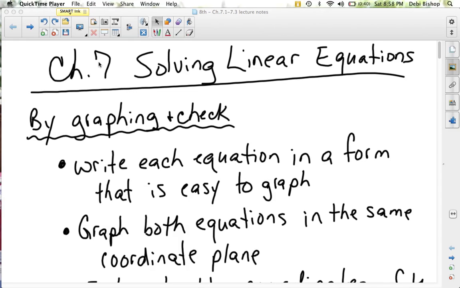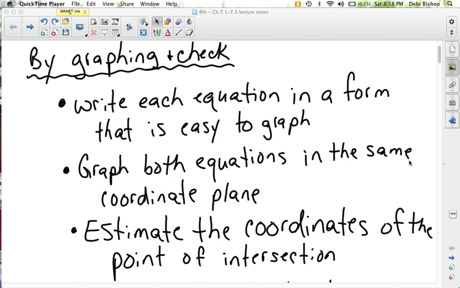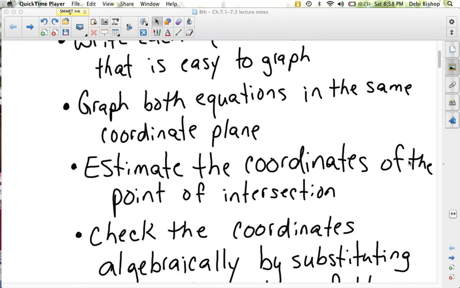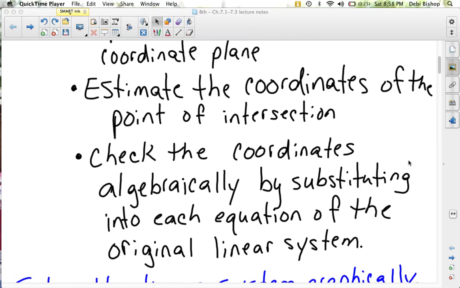We'll be going over pretty much 3 different ways of solving linear equations that have 2 variables in there. So, the first technique that you can use is by graphing and checking. The rules for graphing and checking: first you write each equation in a form that is easiest to graph. Usually this is in our slope-intercept form of y equals mx plus b. You would then graph both equations in the same coordinate plane and then estimate the coordinate of the point of intersection. Then you check the coordinates algebraically by substituting into each equation of the original linear system.